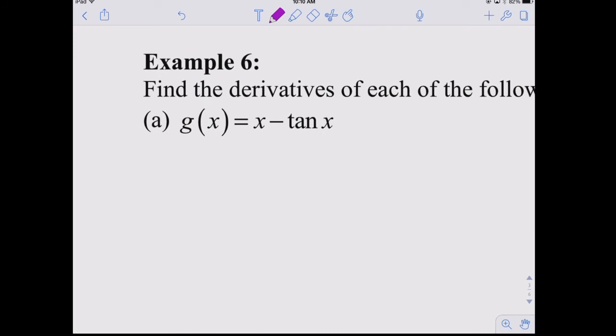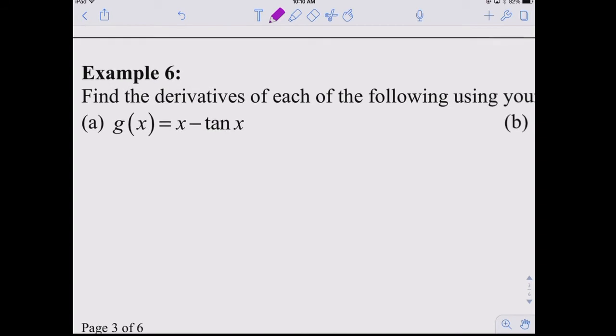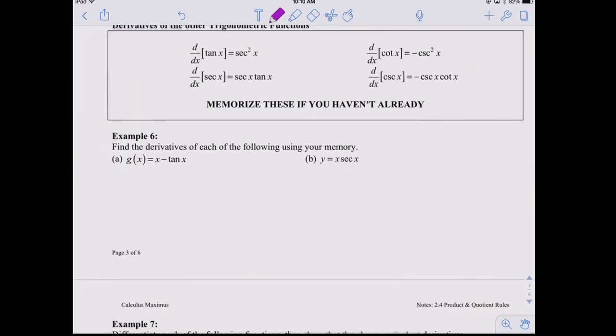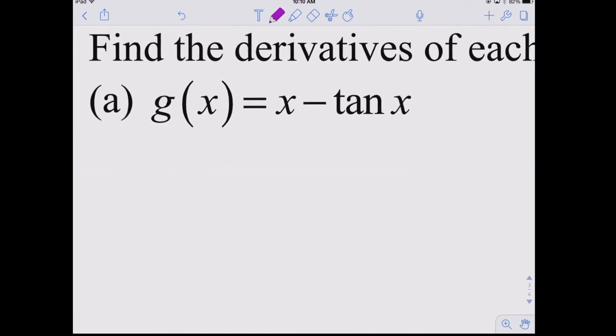Find the derivatives of each of the following using your memory. All right. The derivative of g of x, if g of x is x minus tangent x. So you walk up to the problem and you're like, hey, I spy two terms. You get excited, right? Because that's two problems in one. Every time you see a term, it's like its own individual problem. Do any of those terms need to be rewritten? No. So we can jump straight to the derivative.